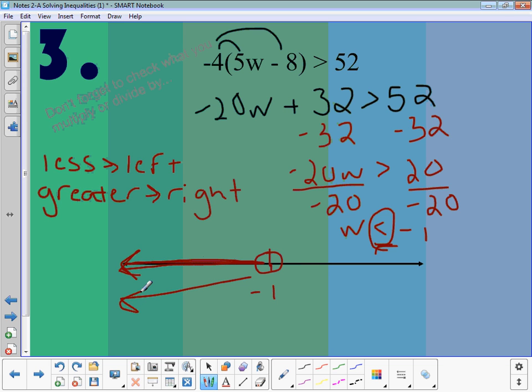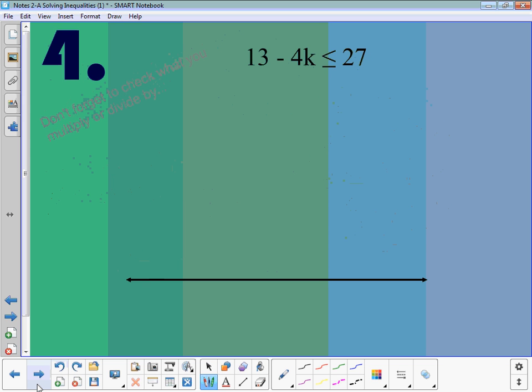Now you don't have to write that part that I just did. You just need to have this on your number line. Okay? Let's take a look at number 4 together. For number 4, I'm going to get it started and then I'm going to have you graph it. So let's start by, we want to get that 13 over to the other side.